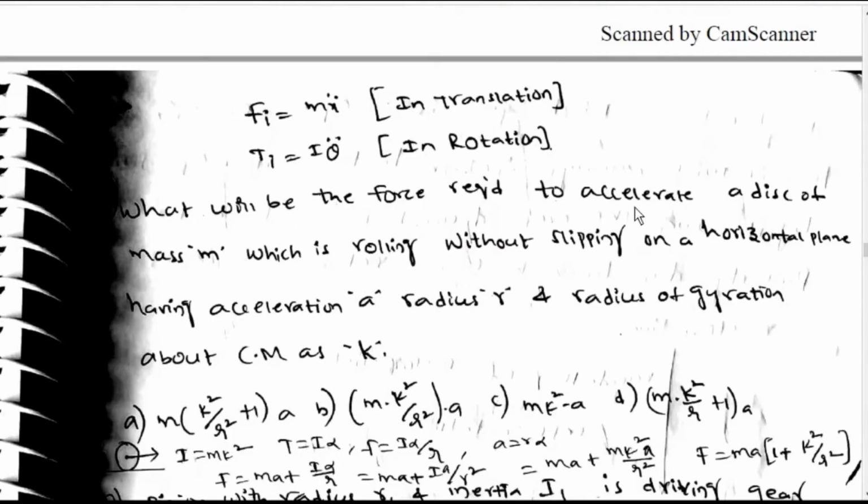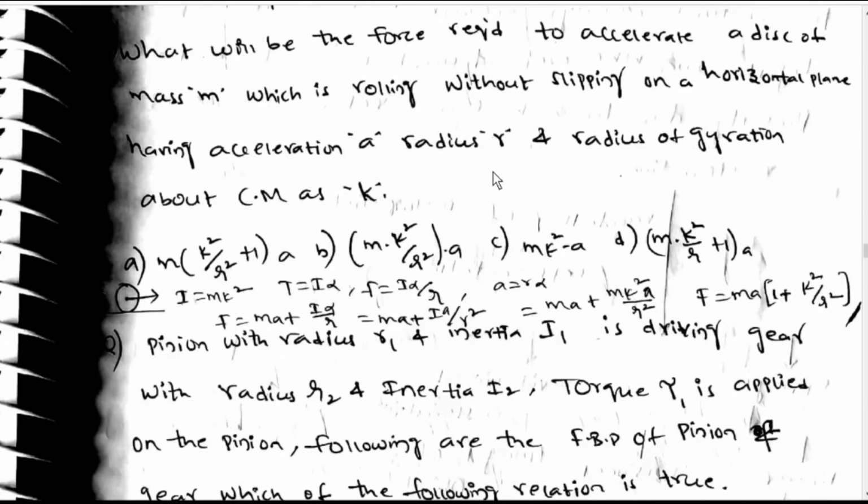What will be the force required to accelerate a disk of mass m which is rolling without slipping on a horizontal plane, having acceleration a and radius r and radius of gyration about the center of mass as k? Then I is equal to m k square. What force is required to accelerate? T is equal to I alpha, F is equal to I alpha by r.